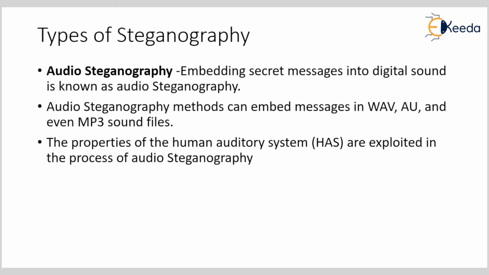Another type of steganography is audio steganography, which embeds secret messages into digital sound, and that's why, as it deals with digital sound, it is known as audio steganography. This method generally embeds messages in MP3 format, MP4 format, WAV format, AU format, and so on. The properties of the human auditory system, that is HAS, are exploited in the process of audio steganography.